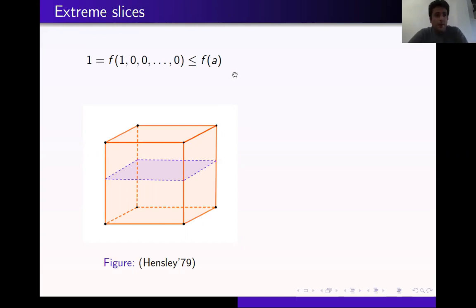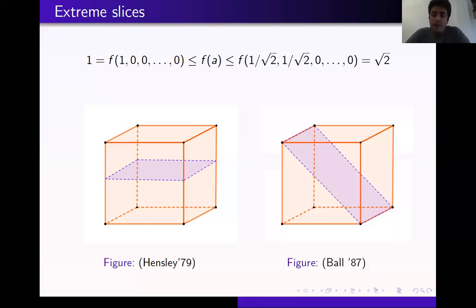In this paper, Hensley already proved an upper bound for f of A. The main thing he proved was an upper bound independent of the dimension. He showed that f of A was upper bounded by 5, if I'm not wrong. And he conjectured that the best upper bound was square root 2. This was proven some years later by Keith Ball in 87, and he showed that this conjecture was correct. The correct upper bound was square root 2.